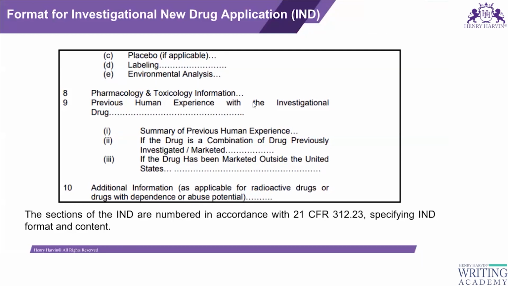Then pharmacology and toxicology information, like data which is available from human experience with the investigational drug. Summary of the previous human experience, if there is data available and if applicable. Then if the drug is a combination of drugs which were previously investigated or marketed, or if a drug has been marketed outside the United States, and then additional information which is applicable for radioactive drugs, or if the drug causes drug dependence, or if the drug has abuse potential.